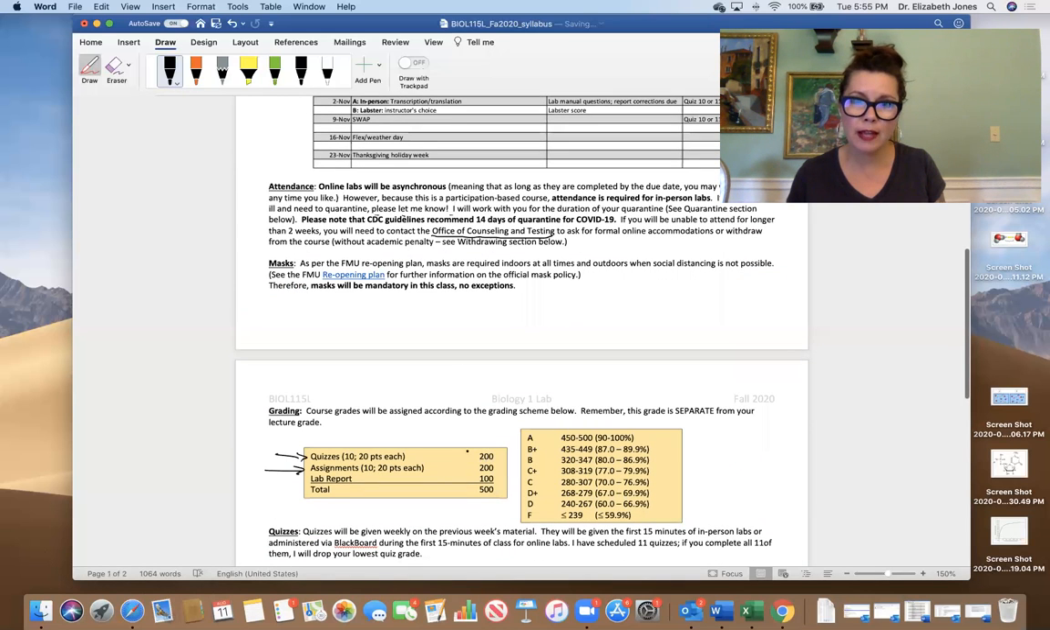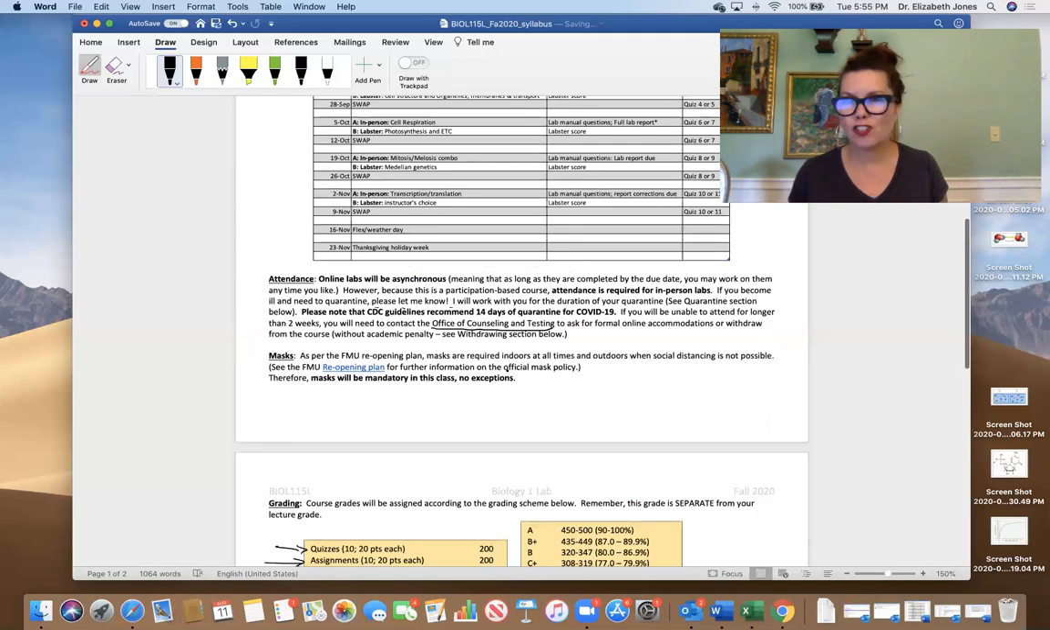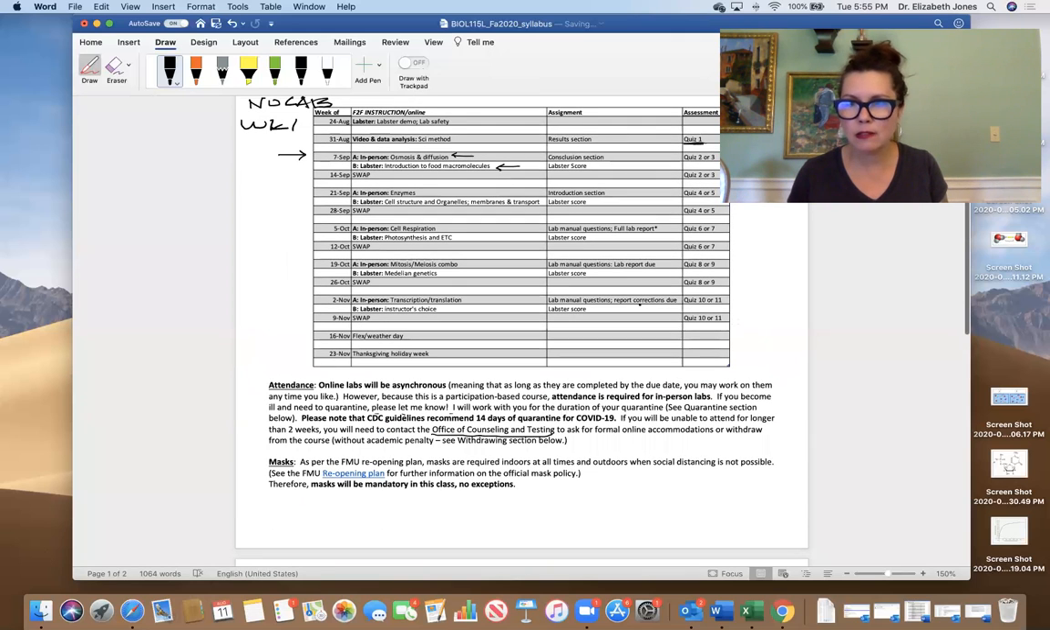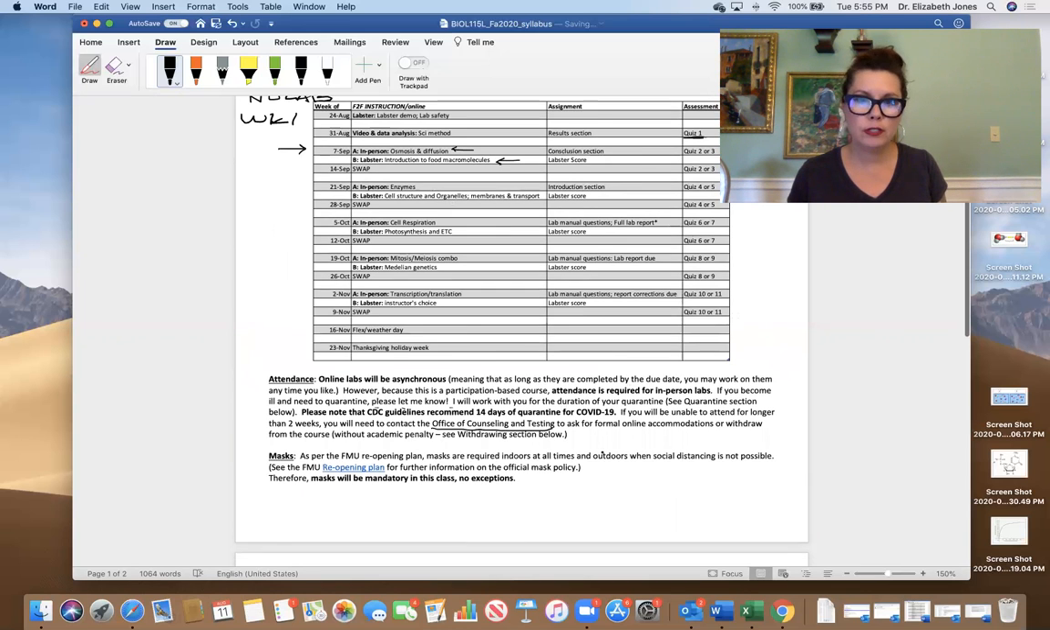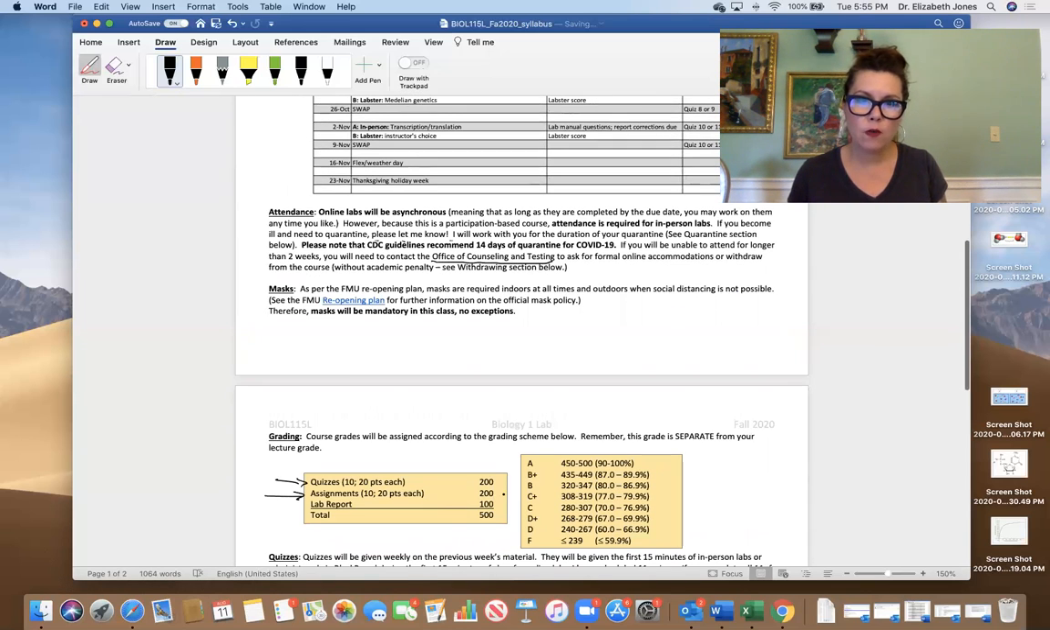And you can see that that accounts for 200 points out of a total of 500 for the semester. Quizzes are just that. They're little tests that you'll take at the beginning of each lab period on the previous week's material. And again, you can see that that will account for 200 of your points. There'll be 10 quizzes at 20 points each, 10 assignments at 20 points each, okay?